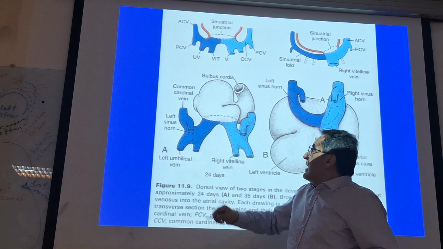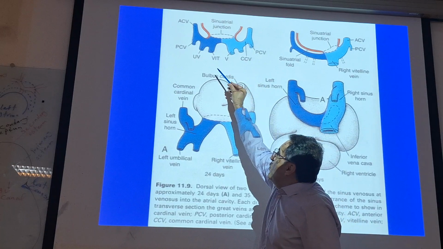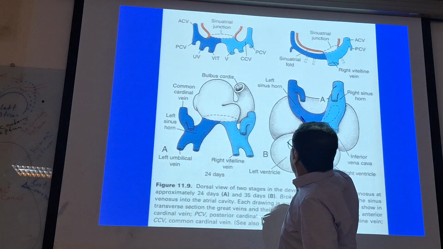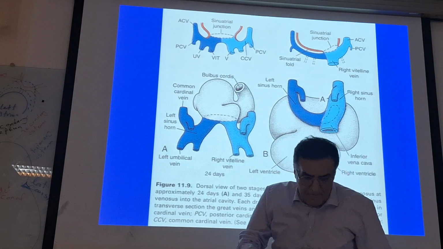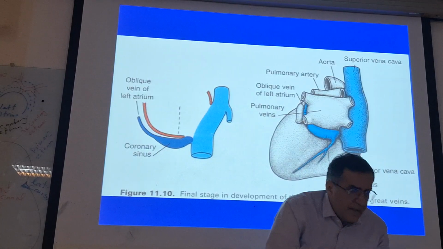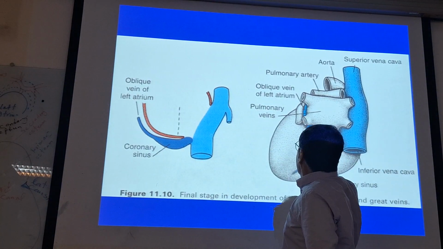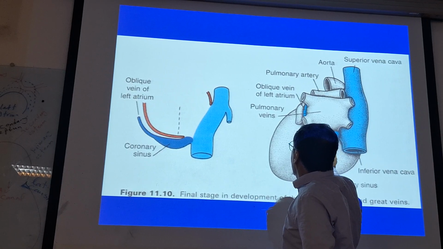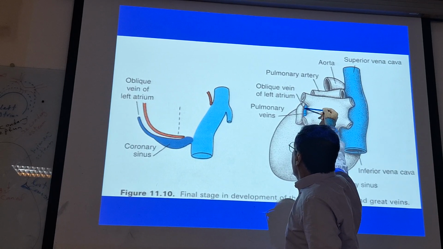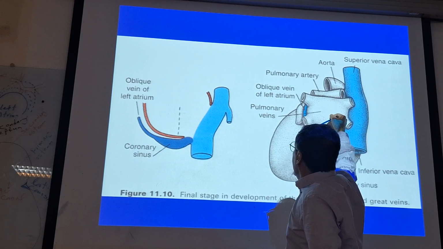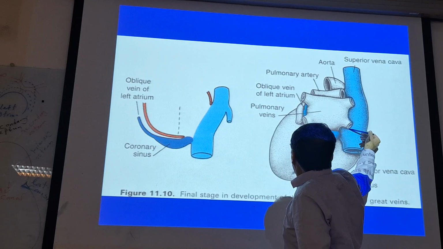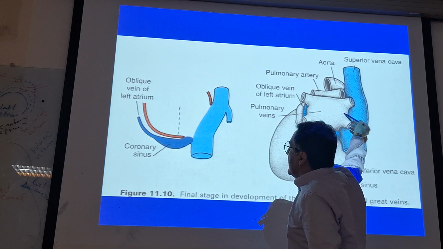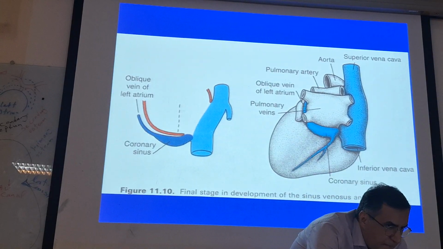As in my picture, as I show you, this is the venous system. You can see that finally the left sinus horn makes the coronary sinus. This is the final coronary sinus, made by the left horn of the sinus venosus and the oblique vein of the left atrium. Both of them are made by the left horn of the sinus venosus, and the right horn participates in the formation of the right atrium.